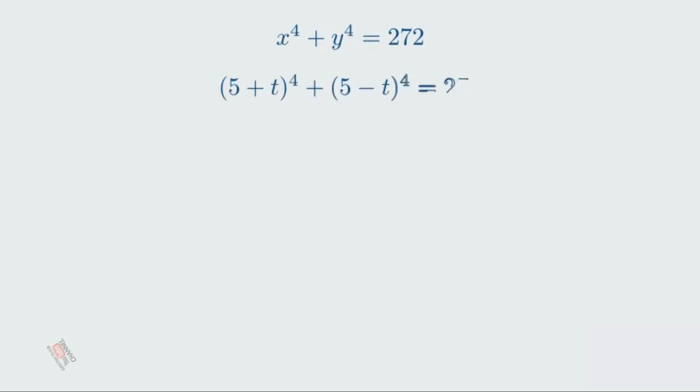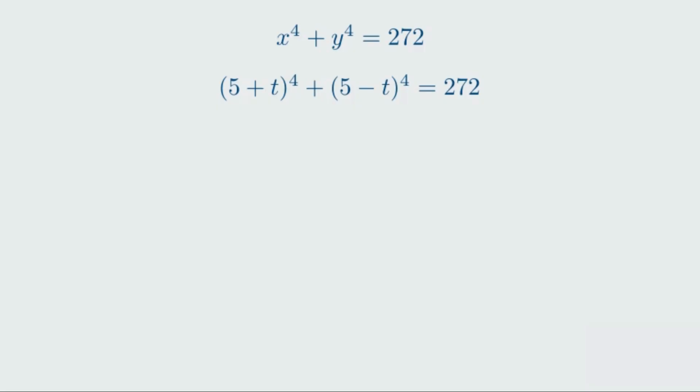x to the fourth plus y to the fourth equals 272. We're replacing x with 5 plus t and y with 5 minus t. This gives us the quantity 5 plus t, all to the fourth power, plus the quantity 5 minus t, all to the fourth power, equals 272. Now we can use the binomial expansion. The expansion of a plus b to the fourth is a to the 4 plus 4a cubed b plus 6a squared b squared plus 4ab cubed plus b to the 4.